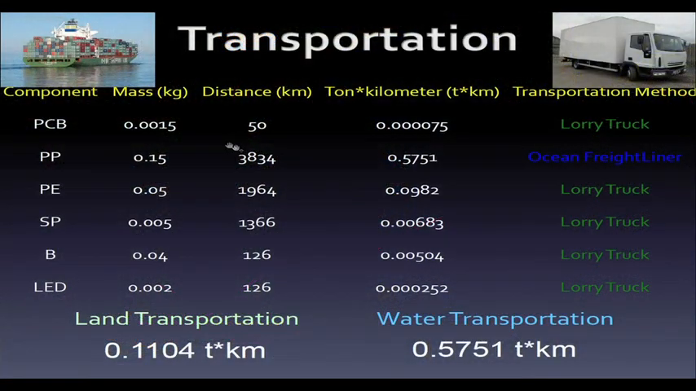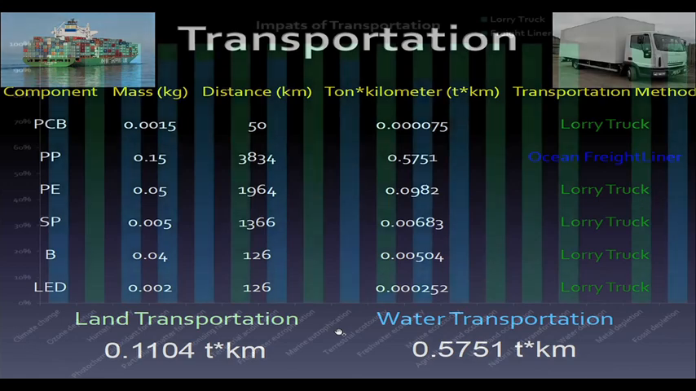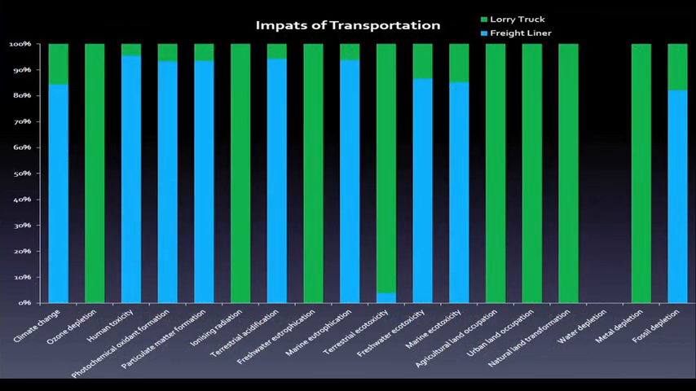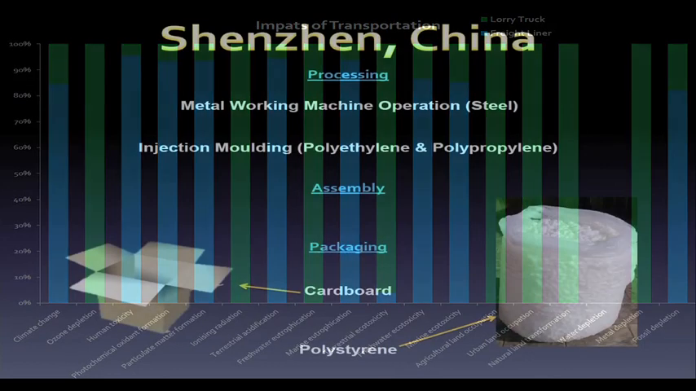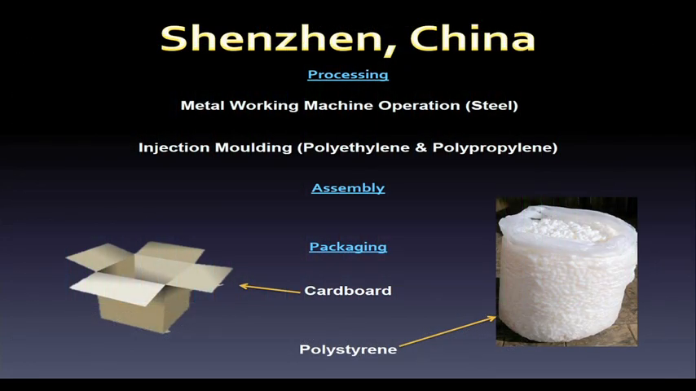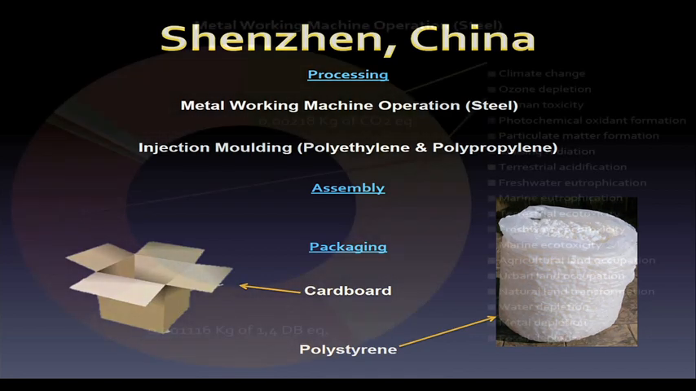For transportation, again we looked at PCB, PP, and polyethylene. We have land transportation, water transportation, and ocean freight liner as well. Based on the mass and the distance traveled, we get the ton kilometers, and from there we calculate the impact of transportation. As you can see, more and more impact is coming from the transportation side for the different impact categories. Then we have processing, metal working, injection molding, assembly, and packaging in cardboard. So those things are being made.